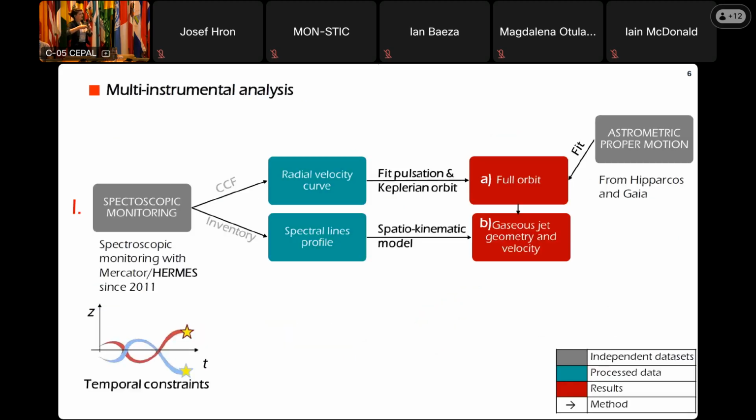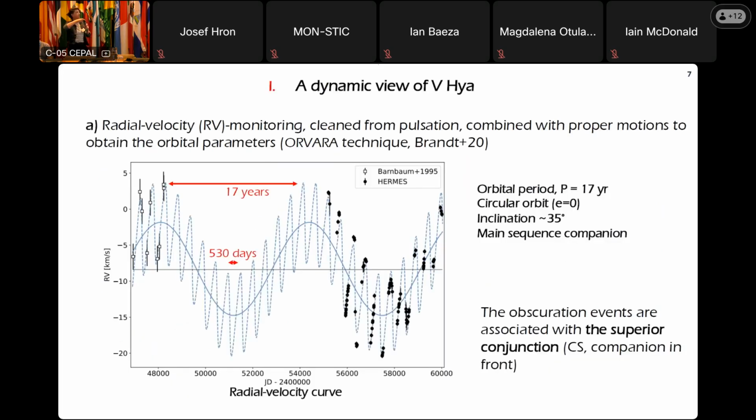So going to the temporal constraint, we used spectroscopic monitoring for more than 10 years with the HERMES spectrograph on the Mercator telescope. And from that, here is the state that we can derive from the radial velocity curve of the orbit of the star. You can see that as the star is a Mira, in the radial velocity curve you have variation due to the expansion and contraction of the Mira. And on top of that, you have a non-eccentric, a circular orbit that you can fit with a period of exactly 17 years, corresponding to the period that we see on the light curve.